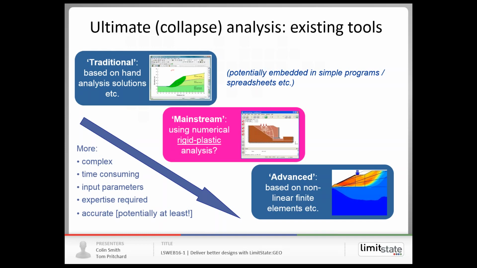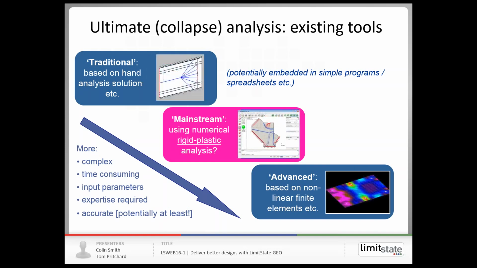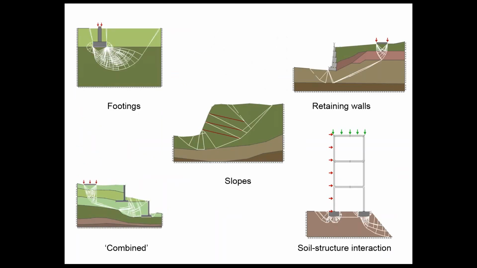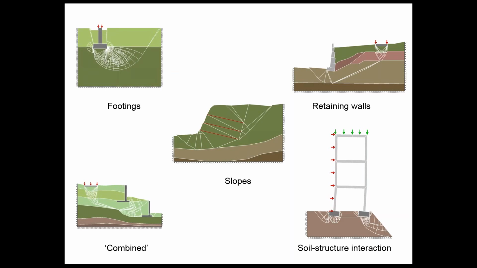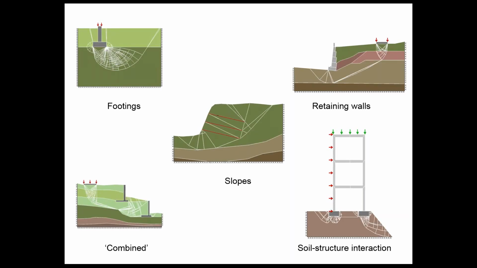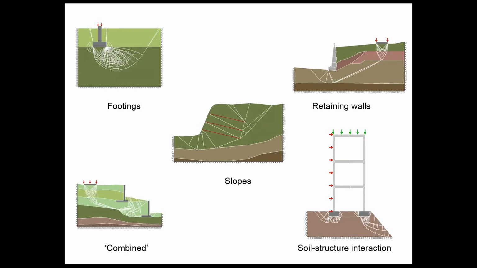And this same approach may be used not only in geotechnics, but for example in the analysis of arch bridges or in concrete slabs. By using this approach, LimitState GEO is able to determine the collapse state for any problem geometry that you can define, and it's able to model slopes, retaining walls, structural elements, and soil reinforcement, as shown by some of these examples.